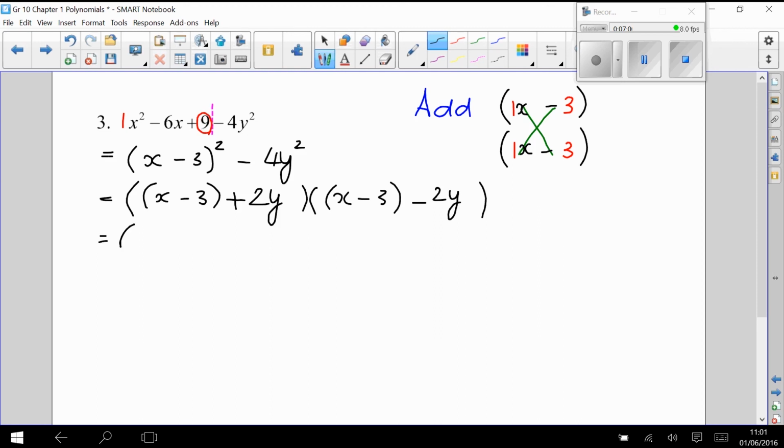As I cannot add any of these terms because they don't have the same variables, my answer simplified will be x minus 3 plus 2y, and then x minus 3 minus 2y. And this is fully factorized.